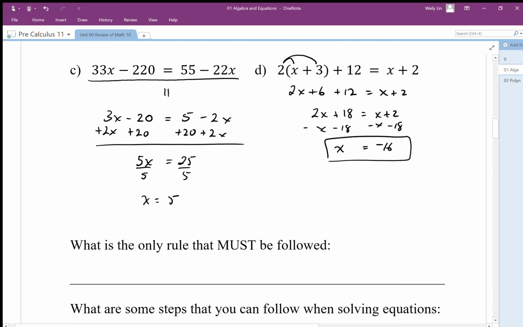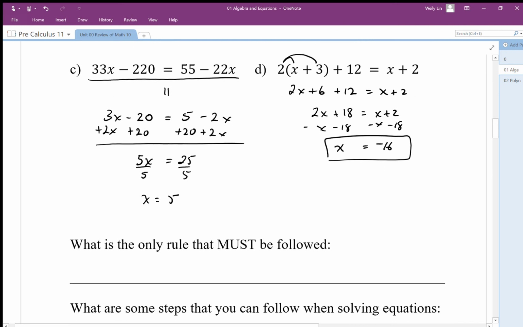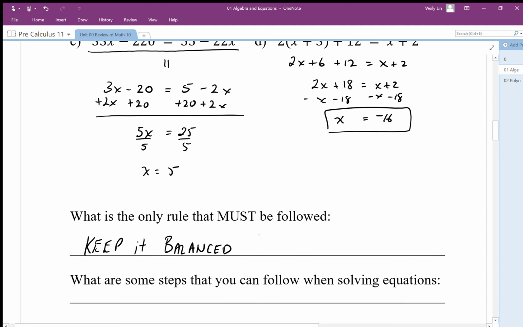The only rule in equations is you have to keep it balanced. That's the only rule. Now we want to solve for x. Sometimes we can do things that keep it balanced, which doesn't help us out, so we also want to be mindful that we're trying to solve for x, but you want to keep it balanced. Another way to say this is: what you do to the left side, you must do to the right side.